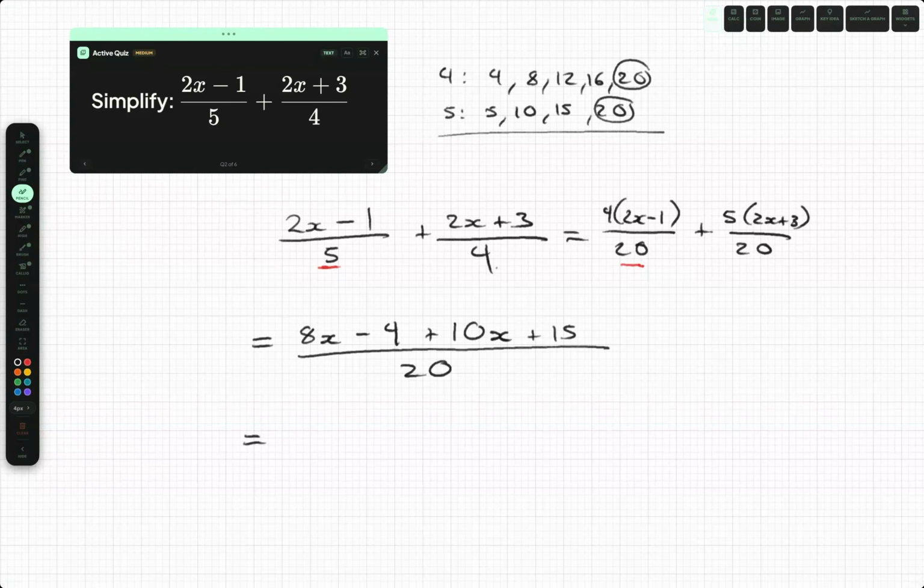Now, collecting like terms is the same every time. We're just looking for our constant values, or we're looking for ones with exactly the same polynomials. Okay, we're looking for either of those situations. So 8x plus 10x is 18x, and minus 4 plus 15 is going to be 11. And that's all going to be over 20.